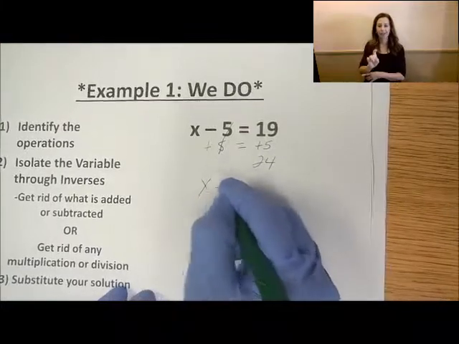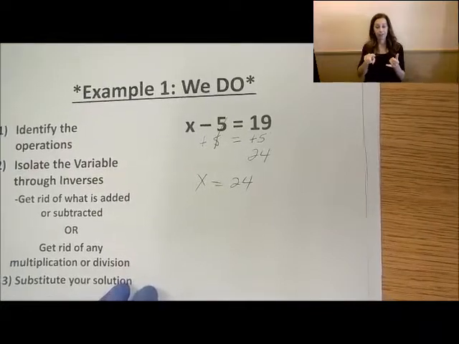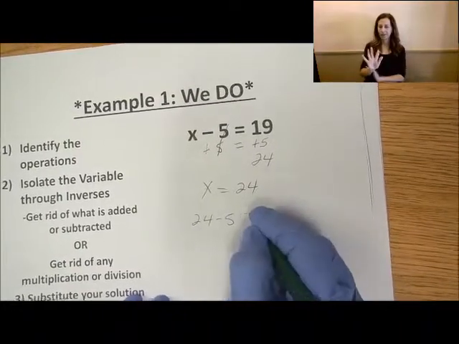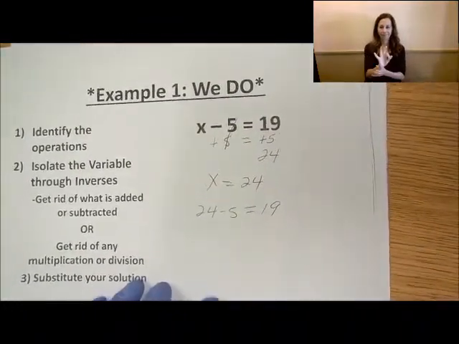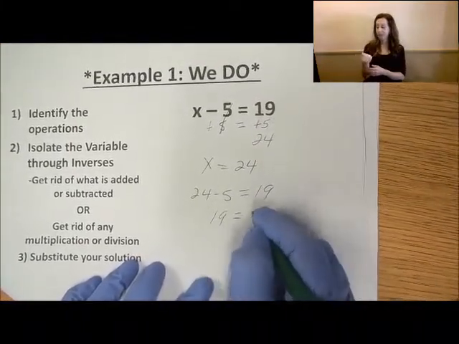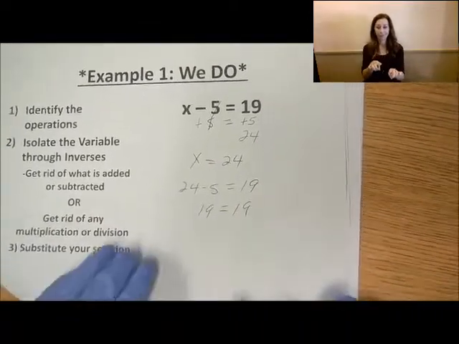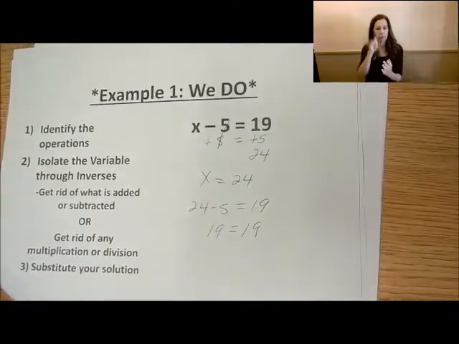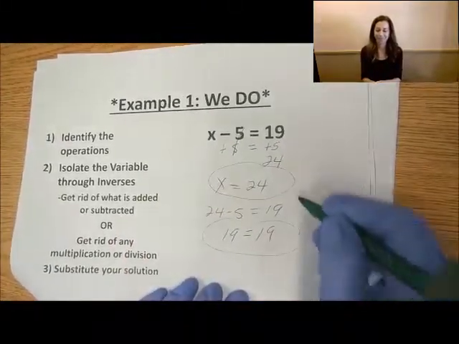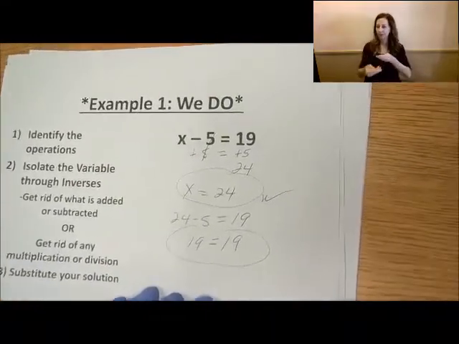So x equals 24. Now, if we're going to do the solution, we're going to substitute 24 minus 5 equals 19. 24 minus 5 is 19. So 19 equals 19. So that's your proof that you got the right answer. I hope some of you noticed that I forgot to circle the answer. So here is the answer to the problem, and this is where we have done our substitution, and that's the answer to that.